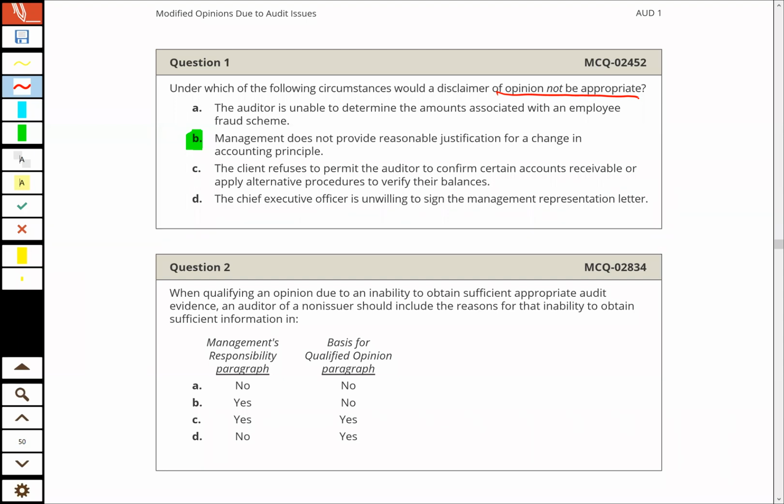Now, once you understand that, the auditor is unable to determine amounts associated with an employee fraud scheme. Well, there's nothing that talks about disclosure or accounting around an employee fraud scheme. The auditor would want to find that. And if there was a scope limitation, an audit issue that didn't let you find that, then your choices would very well be between qualified or maybe even a disclaimer. So disclaimer would be appropriate there. This is saying where is a disclaimer not appropriate?